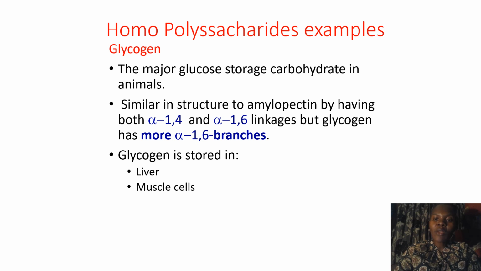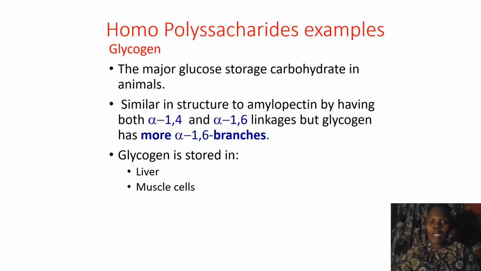Glycogen is a homopolysaccharide which is found in animals. There is a similarity between glycogen and amylopectin because both of them are branched, but glycogen is more branched than amylopectin. The similarity is that both of them have alpha 1,4 and alpha 1,6 glycosidic bonds. But the difference is that amylopectin is the storage form of glucose in plants, while glycogen is the storage form of glucose in animals.